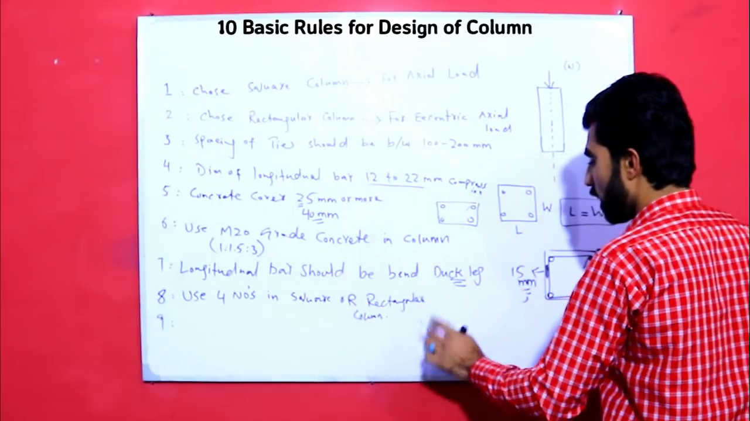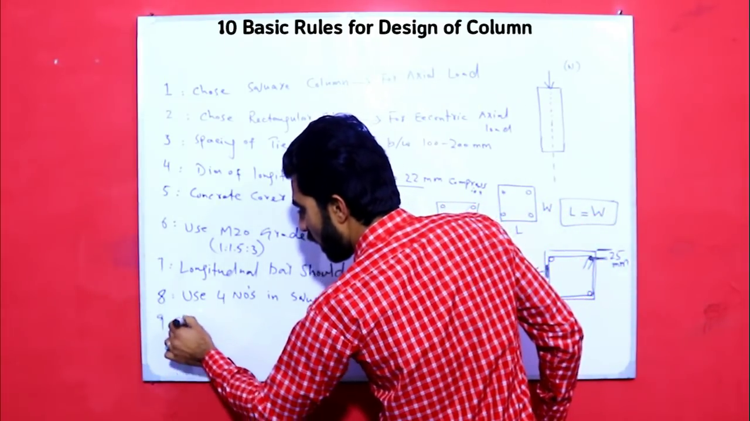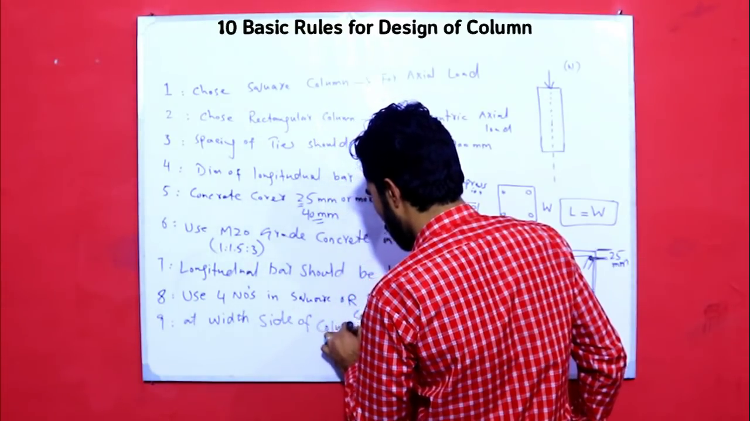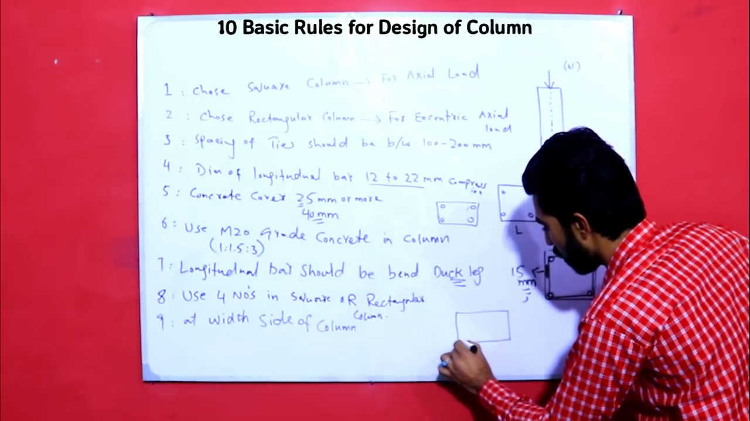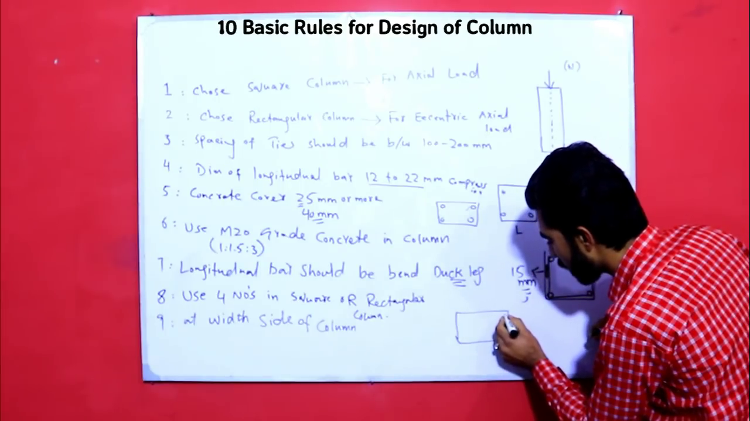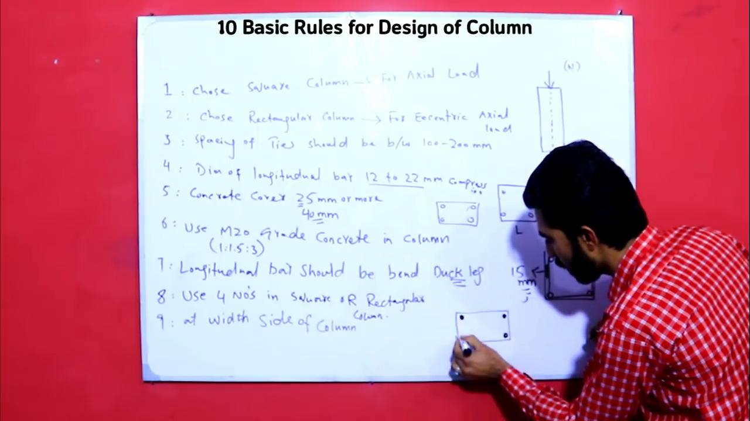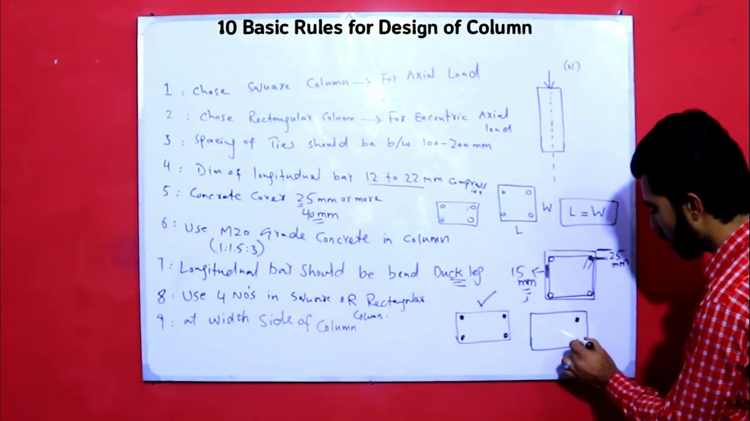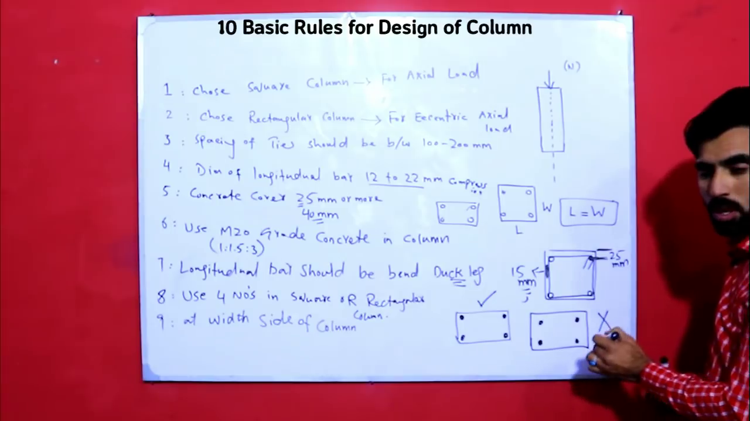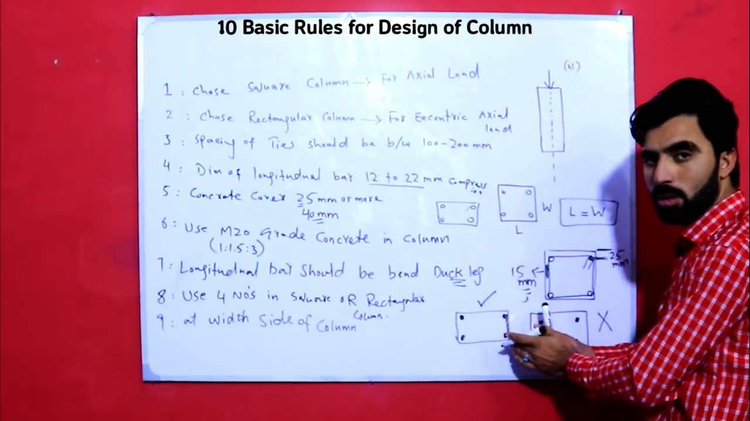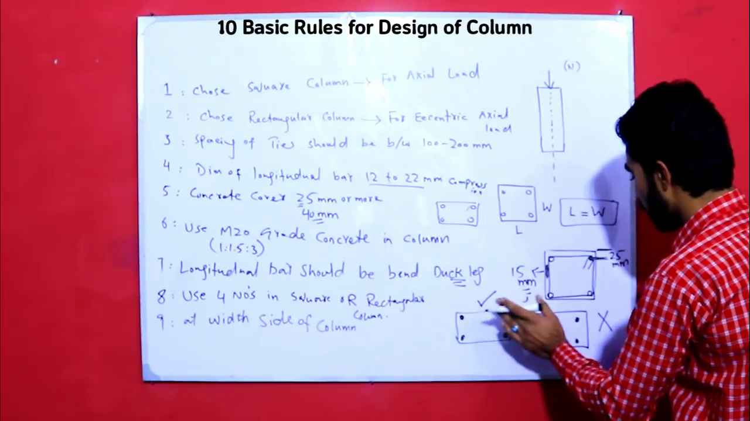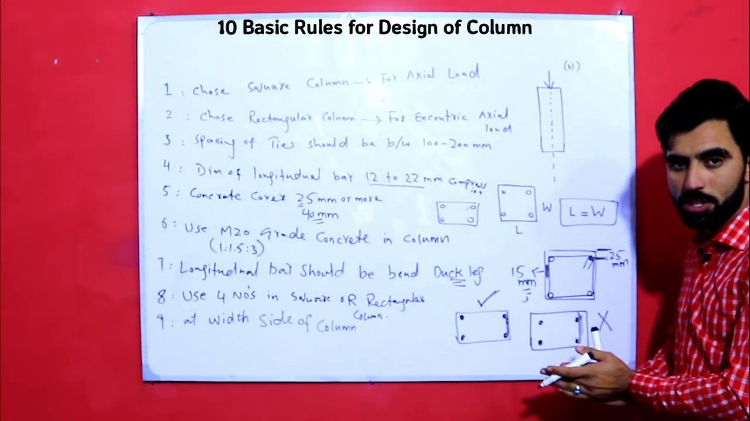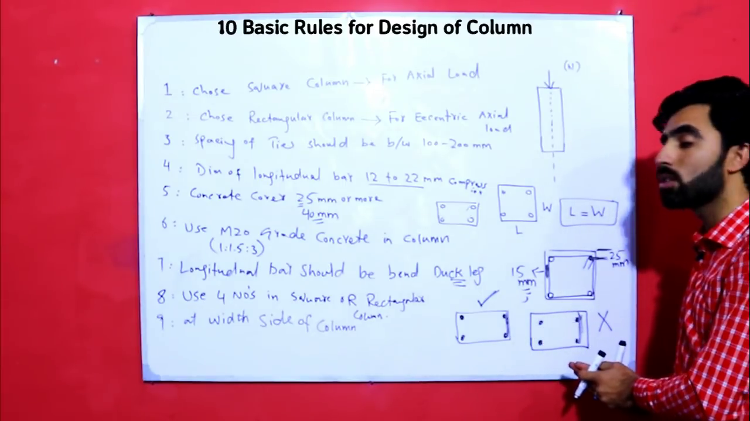But the ninth one is, guys, at the width side of the column, the longitudinal bars should be, as you can see, at the outer side like this. Okay, so this is okay, not like this. As you can see, this is the width side. If you bring the steel bars here like this, so this is wrong. The concrete cover should be 25 mm. But if the concrete cover is more, especially in a rectangular column, and the steel bar is inside, so this is wrong.